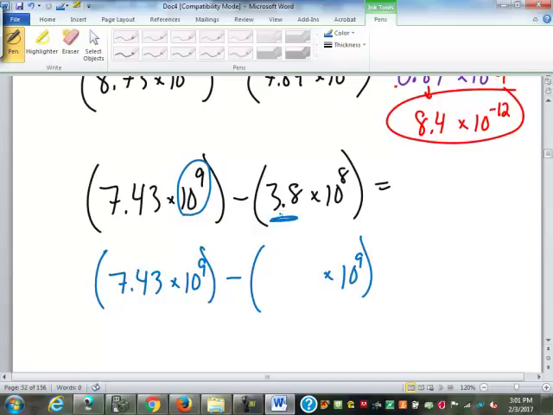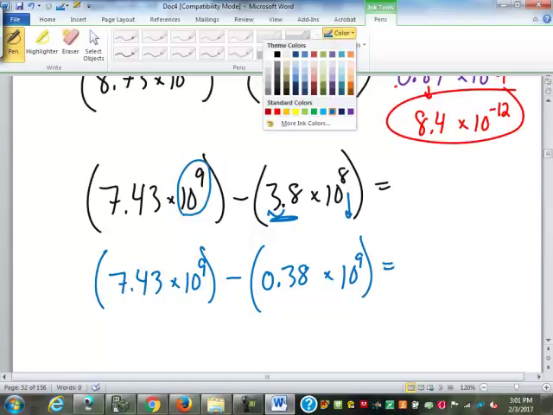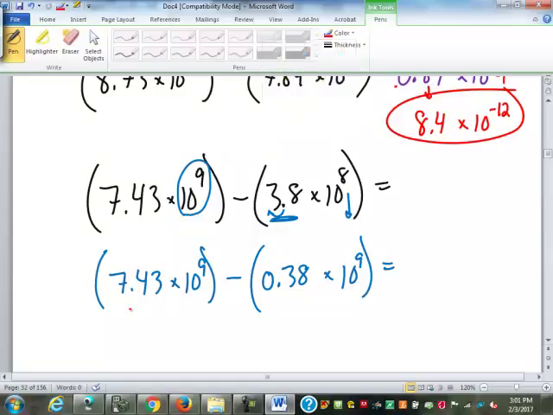So what does this part become? 0.38. The power got larger, the number gets smaller by 1 decimal place. So 0.38. We subtract 7.43 minus 0.38 is 7.05 times 10 to the 9th. Not so bad.